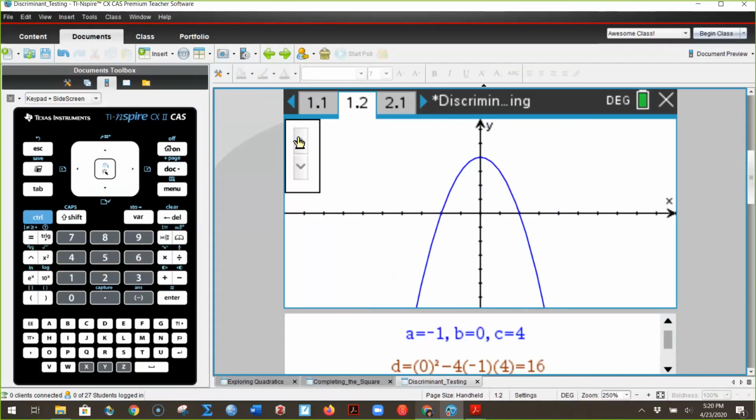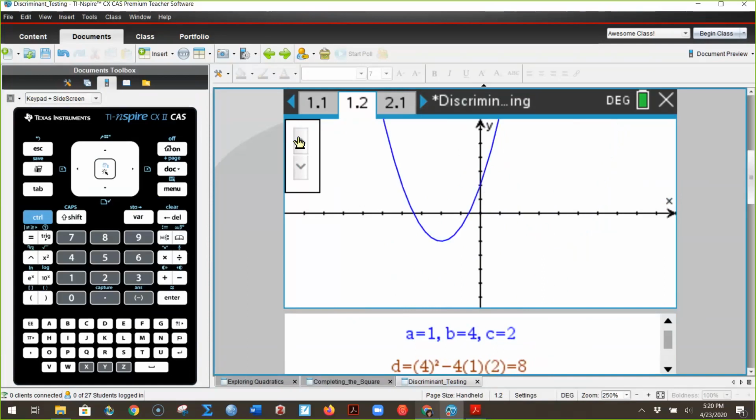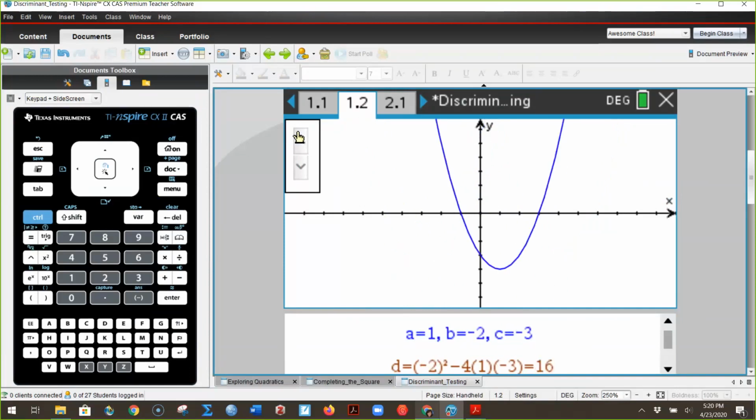As I flip through here, I've had some negative A's, some positive A's, some positive C's, a C as a 0, and a C as a negative. So I've been changing the values. My A's have been positives and negatives, my B's have been positive and negatives, my C's have been positive and negatives, but every single time the discriminant has been positive. So if I have a positive discriminant, what do we notice about the graph? Presumably for students who have not done this before, hopefully they can make the connection: if I have a positive discriminant, what is true about the graph here?